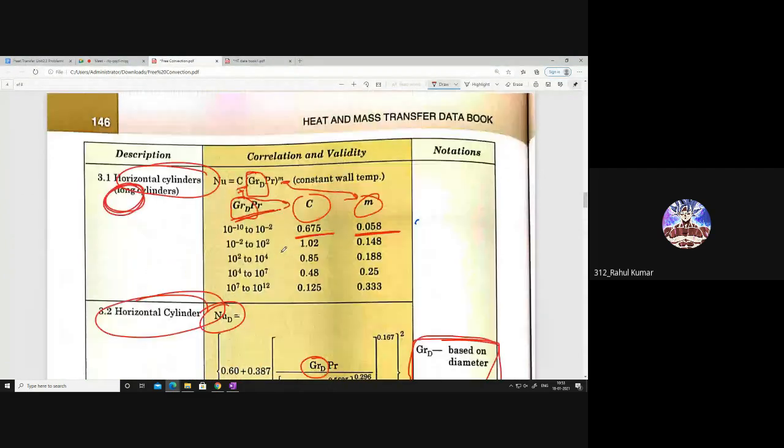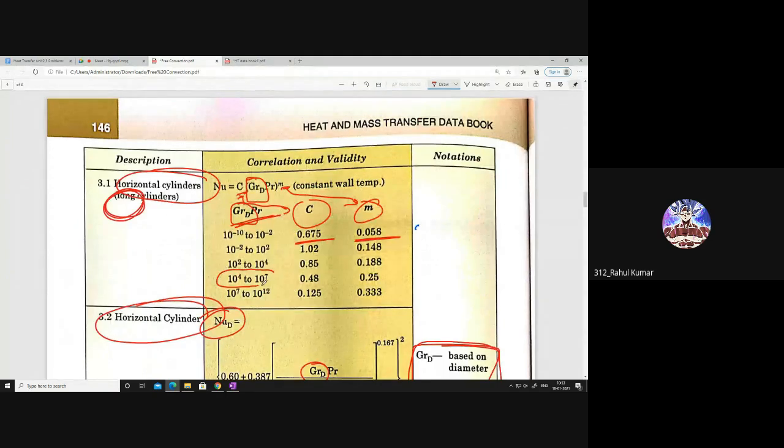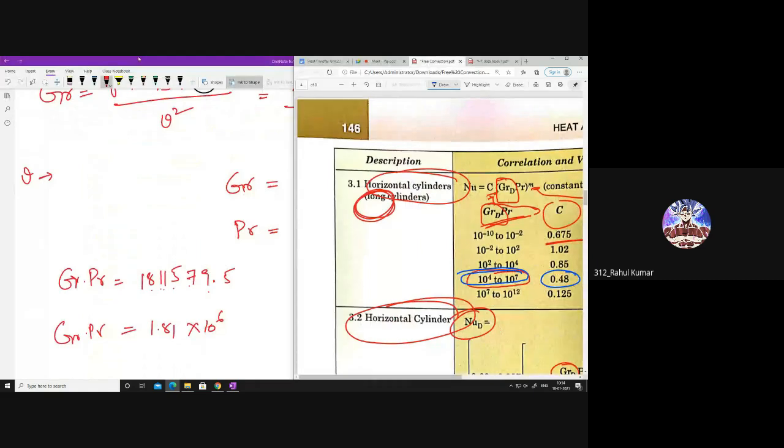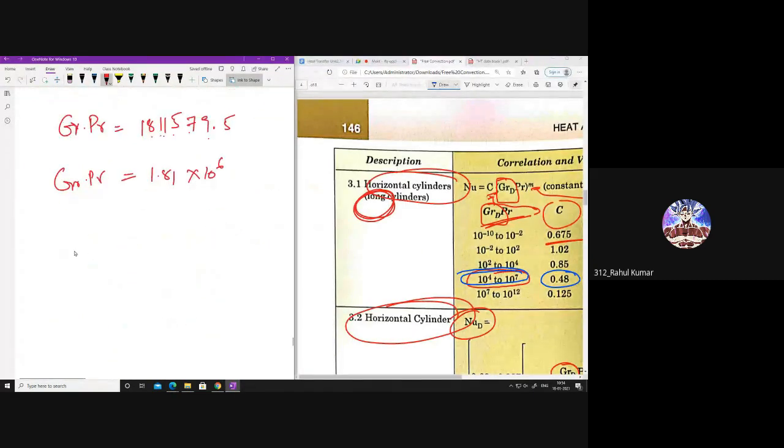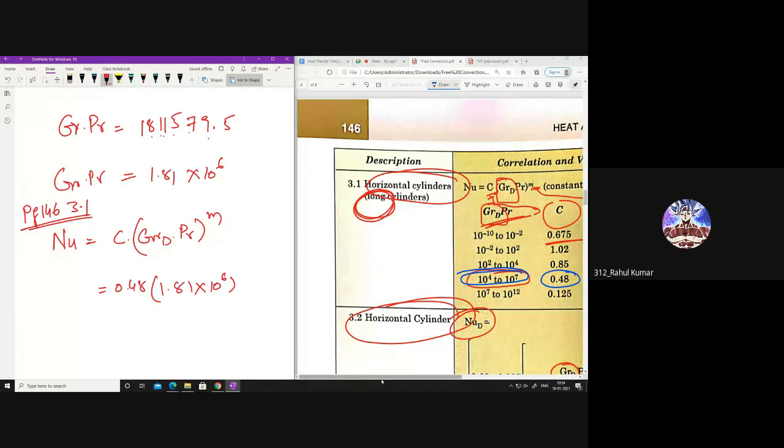So in which range will it fall? It will fall in this range. So what you have to do is choose this point, 0.48 and 0.25, and solve it. Nu is equal to C into (Gr_D into Pr) to the power of m. On page 146, you write 3.1. So 0.48 into 1.81 into 10 to the power of 6, the whole power of 0.25.